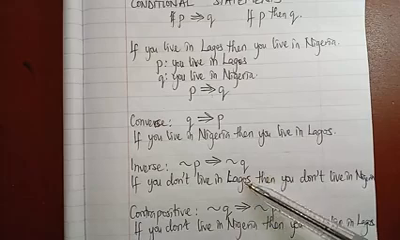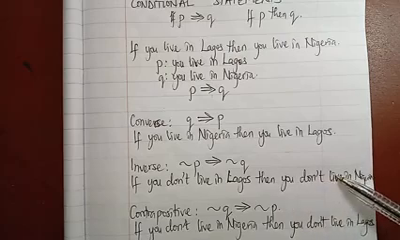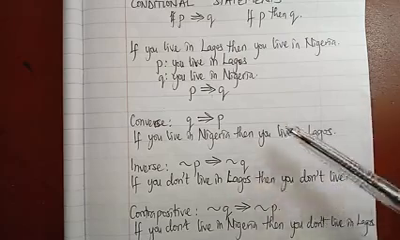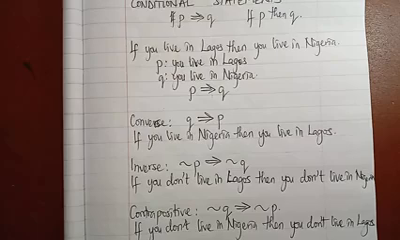So if you don't live in Lagos, you can live in other places. That means you can still be living inside Nigeria. So this is true, this is false, this is false. Let's look at the contrapositive statement. If you don't live in Nigeria, then you don't live in Lagos. So this is true, because if you're not living inside Nigeria, there is no way you can be living inside Lagos. Why? Because Lagos is inside Nigeria.